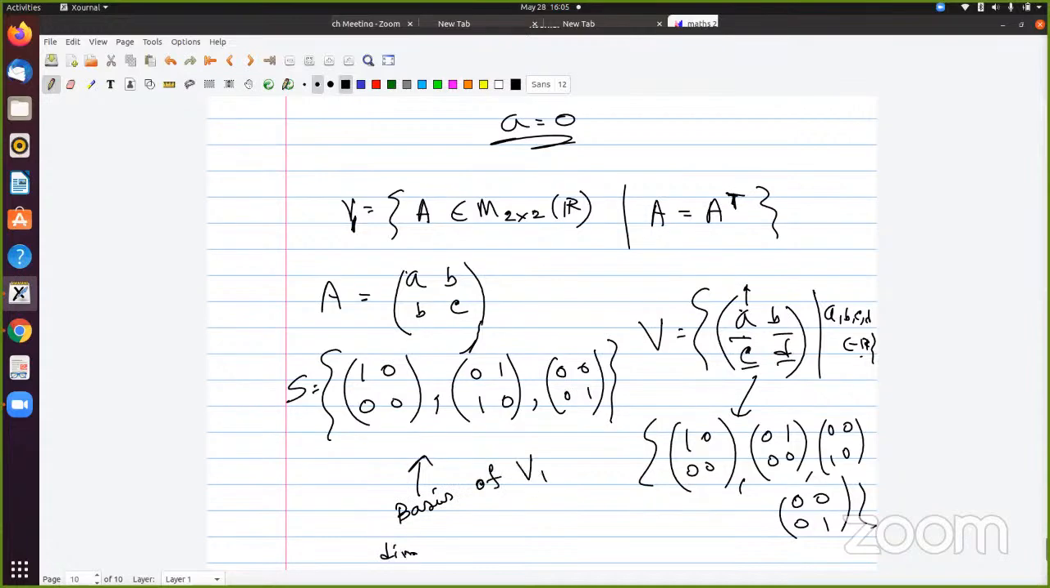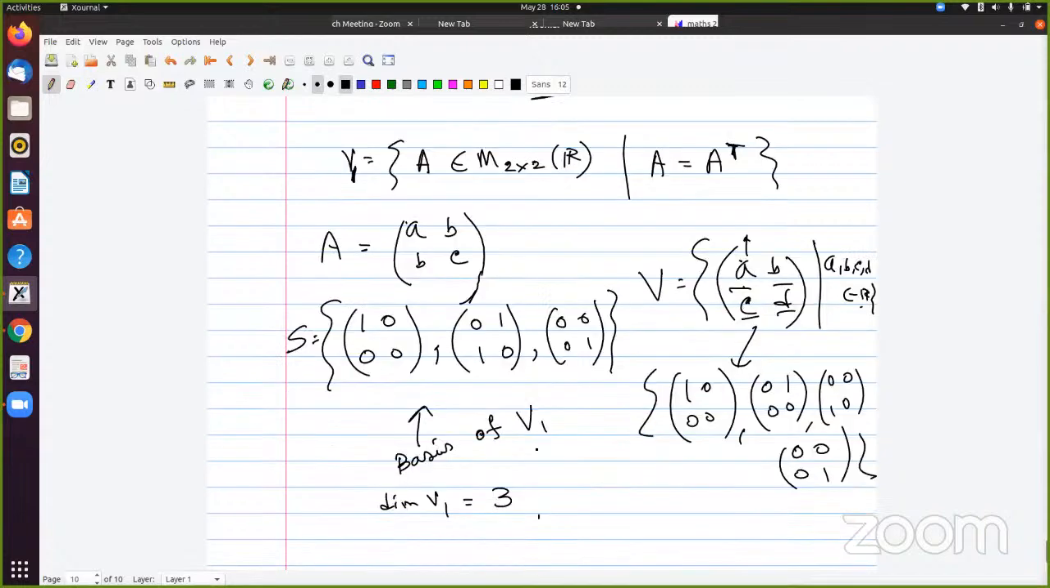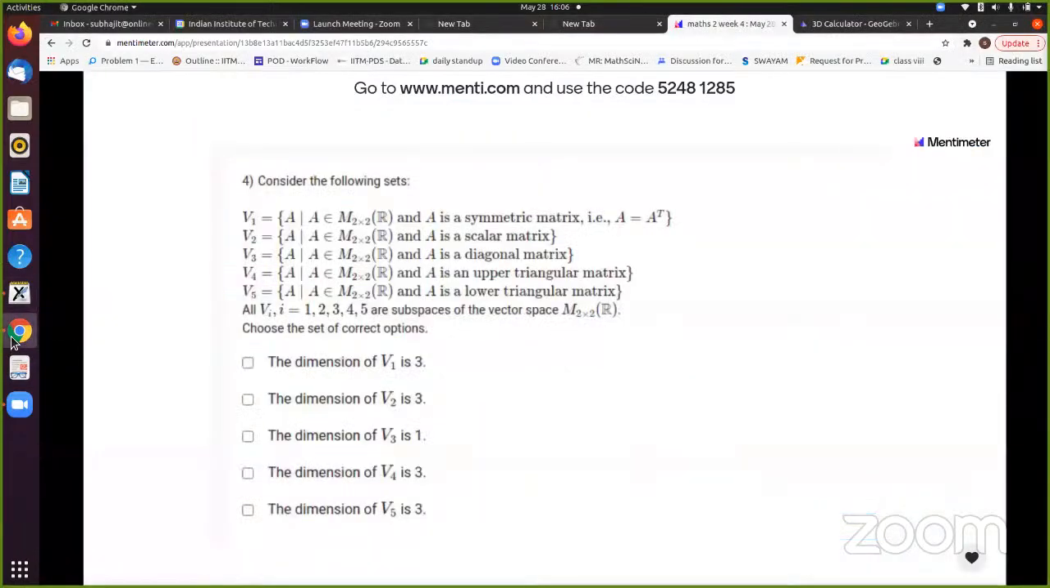So the dimension of V1 is 3. Is it clear? Yes, sir. Clear? It's clear, no issues there. Now, what about the next one?